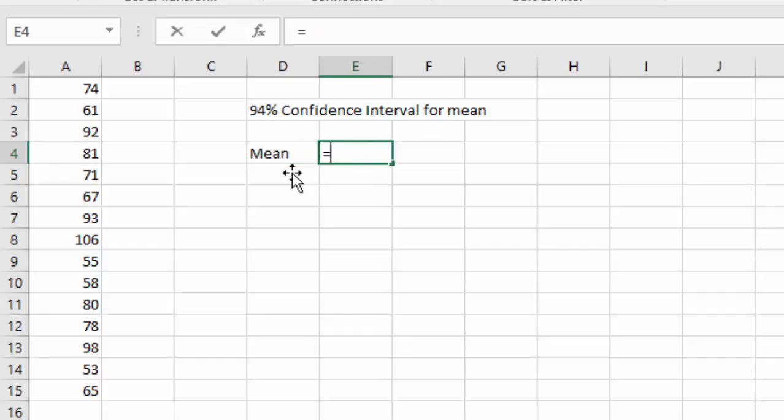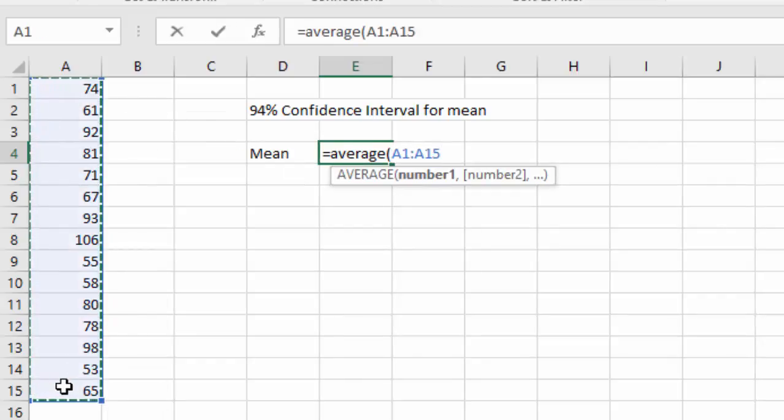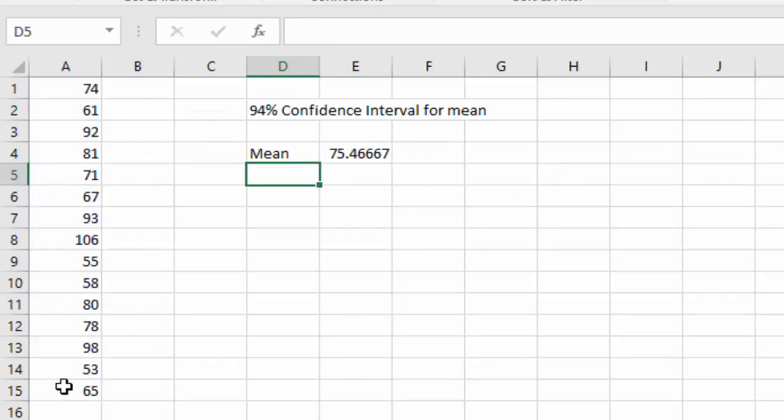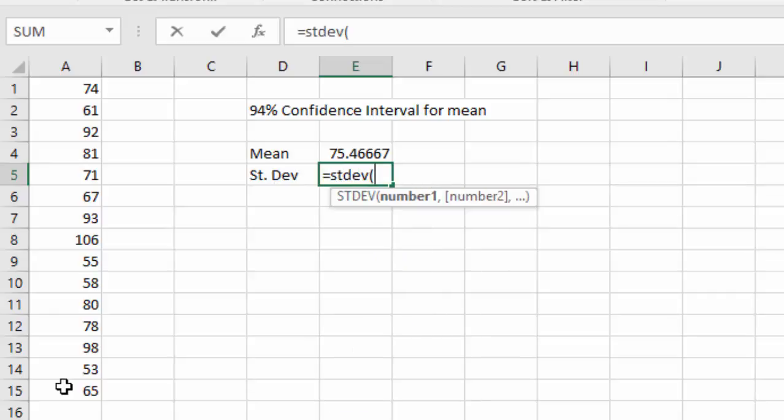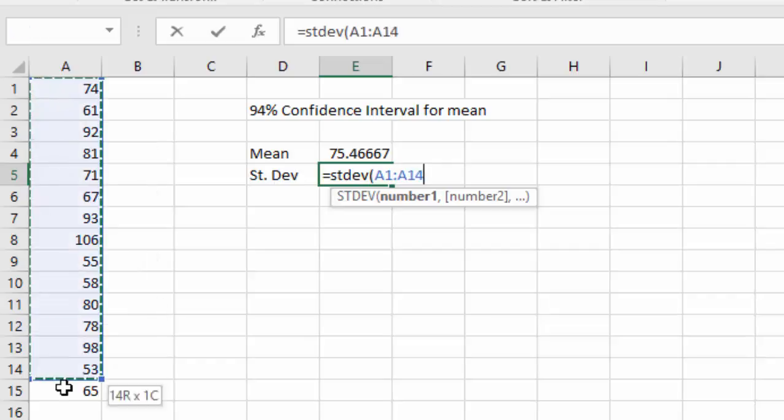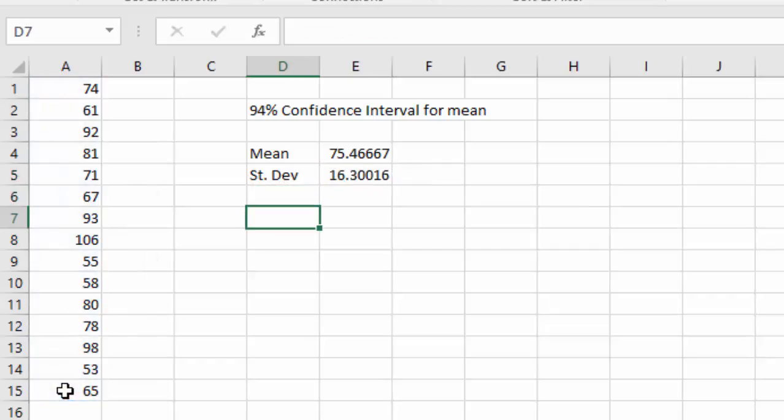First, we need the mean, which is equals average. Open a parentheses, select the numbers, and hit enter. Same mean we had before. Now for the standard deviation, we'll hit equals STDEV, and open a parentheses, and select my values and hit enter. We're going to use 16.3 as our estimate for the standard deviation.